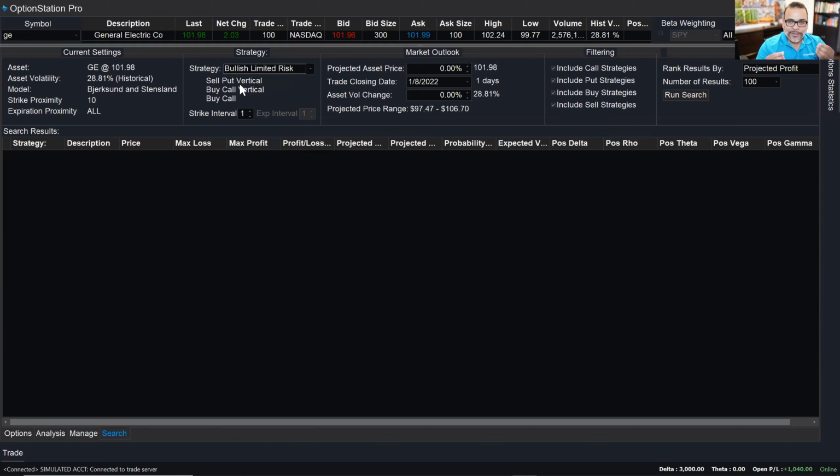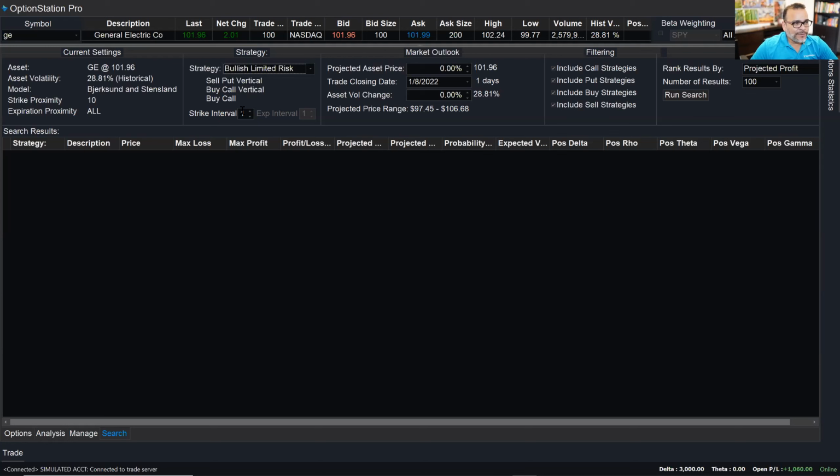You can see that right below the drop down, once we select bullish limited risk, it does tell you what type of options strategies this is going to look for. It's going to look for put verticals, like a sell put vertical, a buy call vertical, or just a straight buy call. And of course, these are limited risk positions. You're not selling naked. What you're selling is just a vertical, and that has some limited risk. So all the positions that this tool is going to look for will have that characteristic.